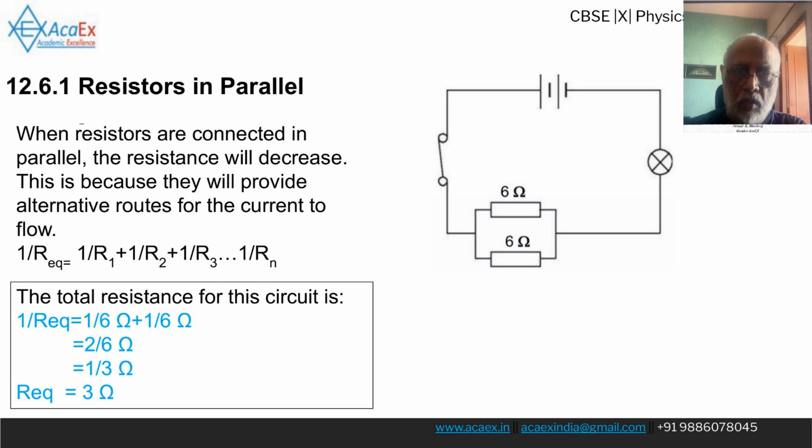The formula for the equivalent resistance, Req, is 1 divided by Req equals the sum of the reciprocals of the individual resistances, which is 1 divided by R1 plus 1 divided by R2, and so on. For example, if two 6 ohm resistors are in parallel, the calculation is 1 divided by Req equals 1 divided by 6 plus 1 divided by 6. This equals 2 divided by 6, which simplifies to 1 divided by 3. Therefore, the equivalent resistance Req is 3 ohms.